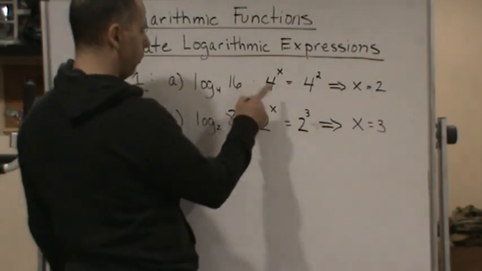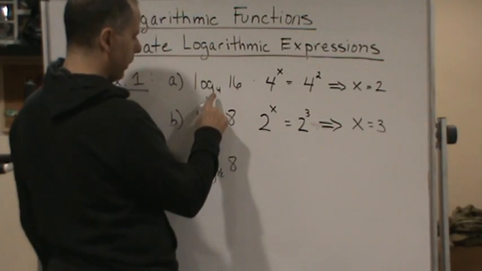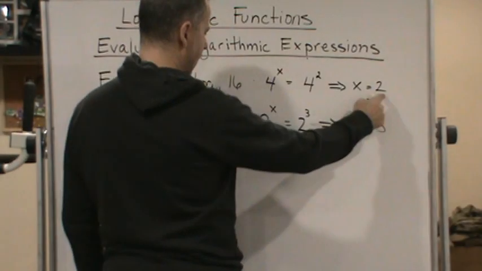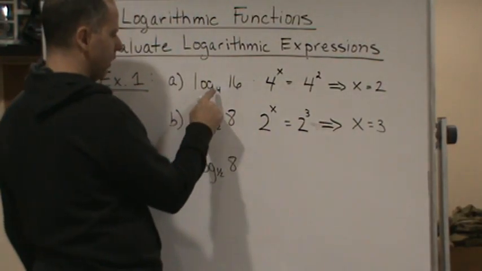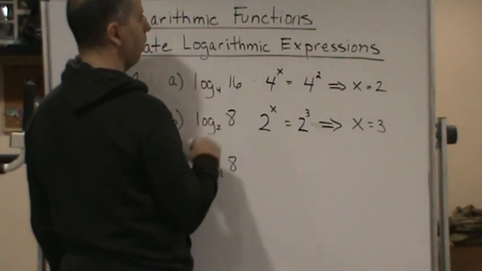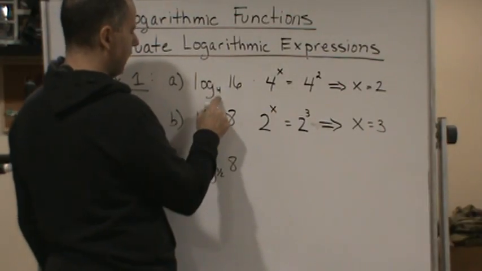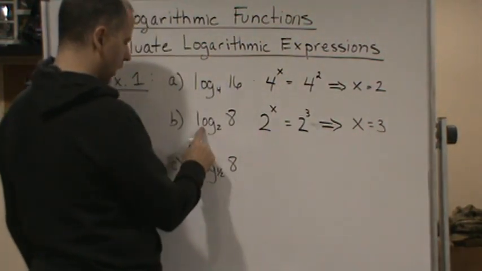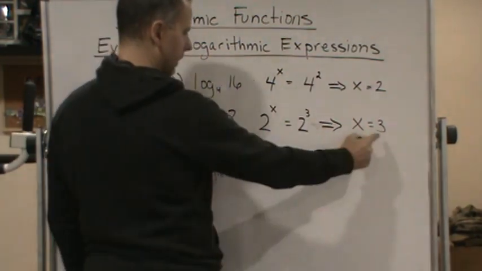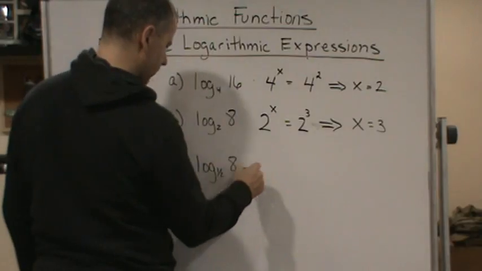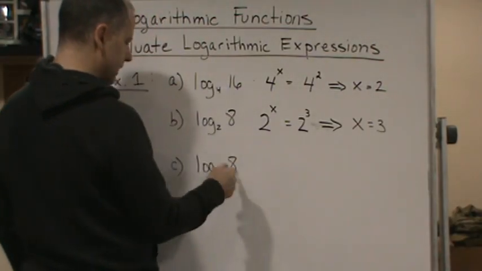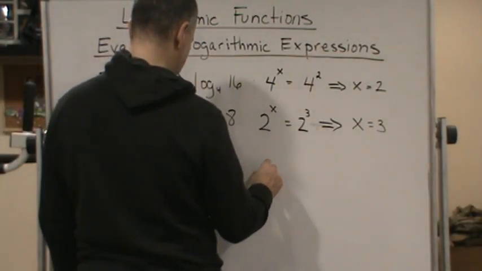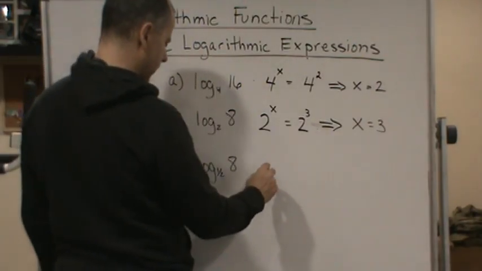By the way, going back to the first one, based on this we know that log base 4 of 16 is equal to 2. Log base 2 of 8 is equal to 3. That's all we're doing: rewriting these as equivalent expressions. Now I'm going to rewrite the next one in exponential form.